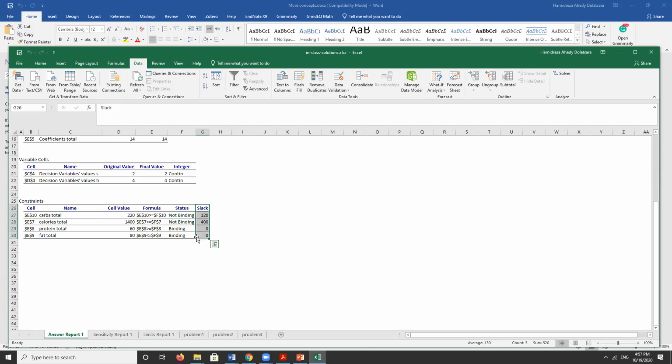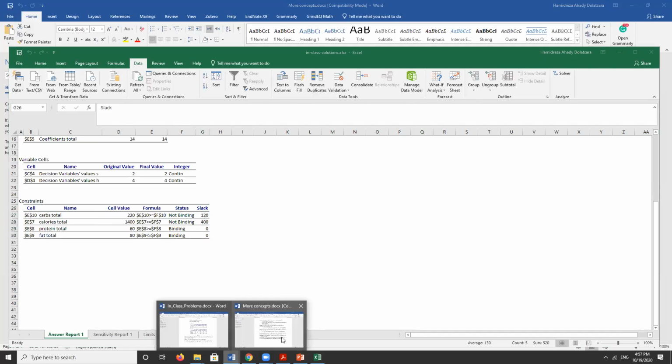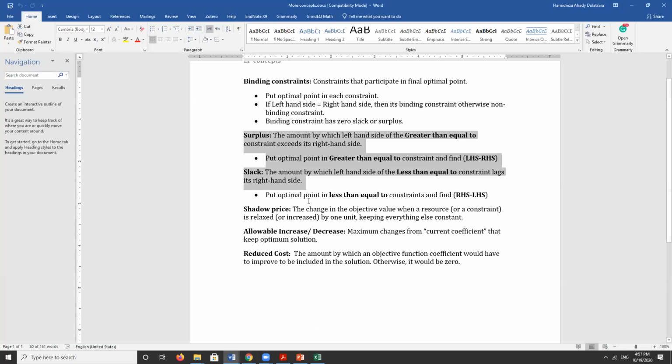In Excel, both of them, either less than or equal or greater than or equal, are named as slack. So if you just use the slack, you don't have to memorize both of them. If your left answer and right answer are not equal, you have a slack, and that's it.